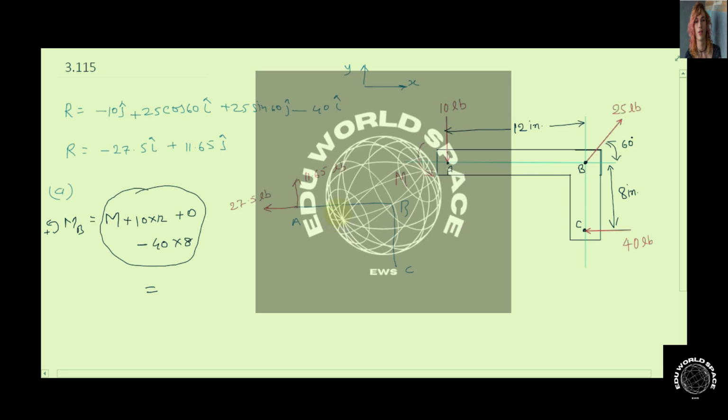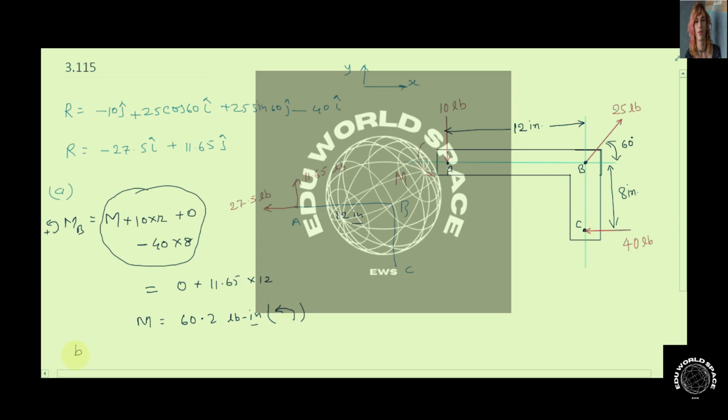Now this AB distance is given in the problem as 12 inches, so the moment in the equivalent system will be: this 27.5 pound force will have zero moment since its line of action is passing through the point B, and this 11.65 pound force will have moment 11.65 multiplied by 12. If we solve this, the value of M comes out to be 60.2 pound inch. It means that since a positive value is coming here, our moment is in anti-clockwise direction.